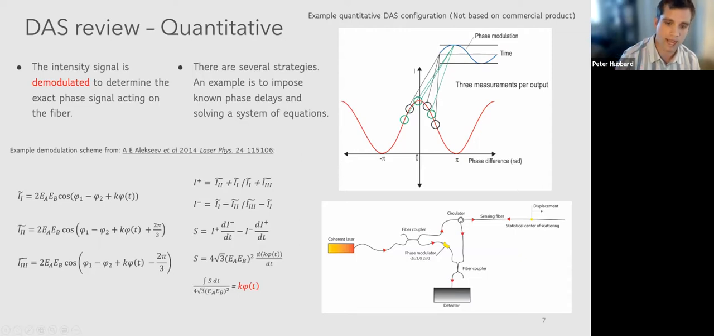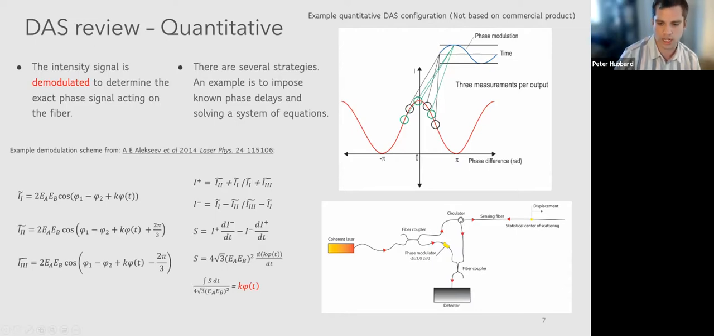This is only one possibility. There are also many other specific designs, and I made this so that it's based on no commercial product. It's just a theoretical standpoint. And over here is some math. What we're trying to back out, you can look at this later if you're interested, is this phase change, K phi T. And our phase change is this phase modulation that I'm talking about.